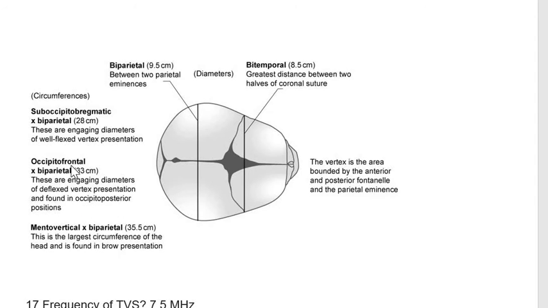So you can see that difference of 5 centimeter between the vertex presentation and the deflexed head. So lot of difference. Then mentovertical and the biparietal, that is going to be 35.5 centimeter, and this is the largest circumference which you can see if there is brow presentation. That's why in brow presentation the baby cannot be delivered in a normal way, so we have to offer cesarean section. Please remember this stuff very well.